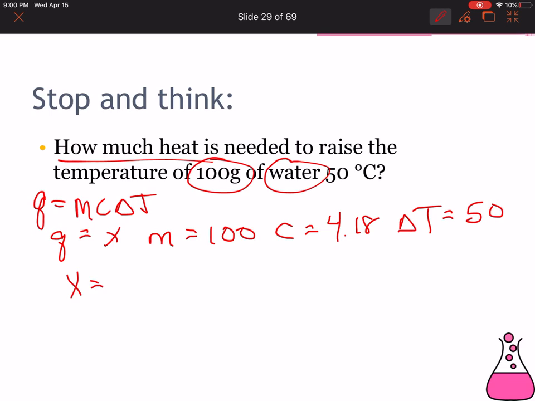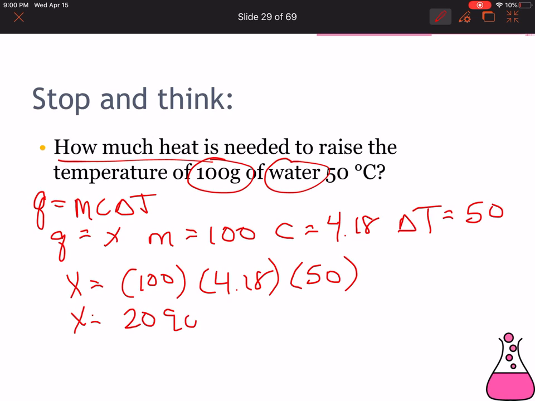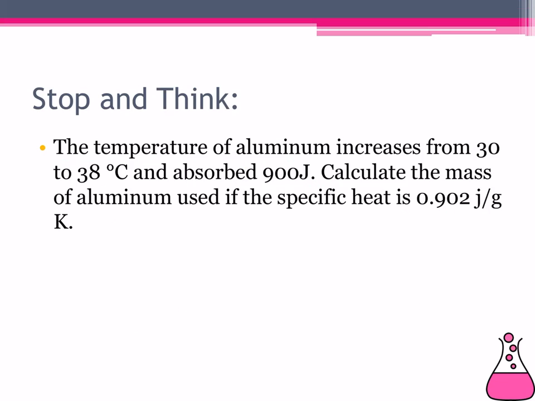So I take X equals 100 times 4.18 times 50. Plug it in, and it should get me 20900. Okay, I only want one sig fig here because this 100 only has one sig fig. So that should give me 20,000. And my unit for Q is joules. So 20,000 joules. And last one, give this one a try.